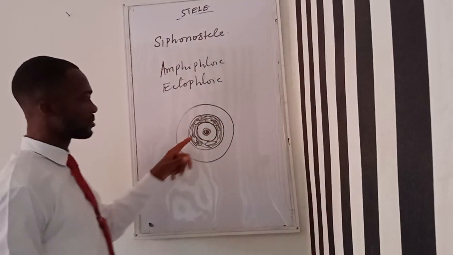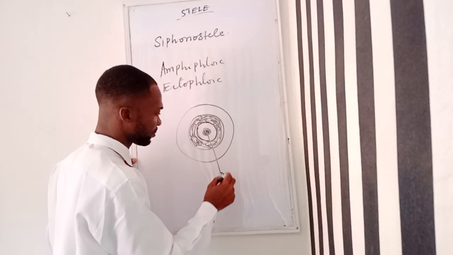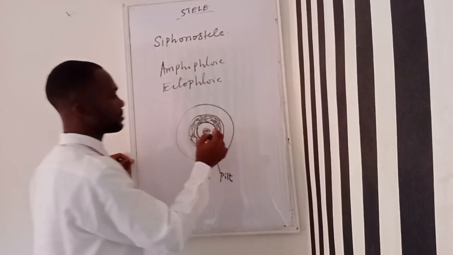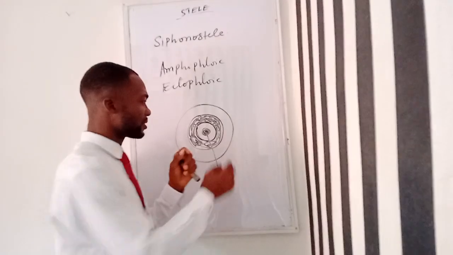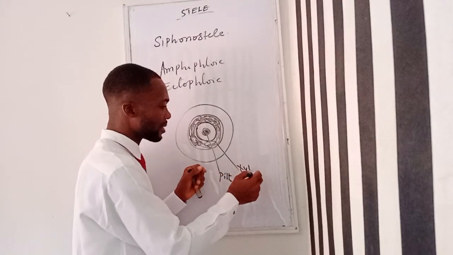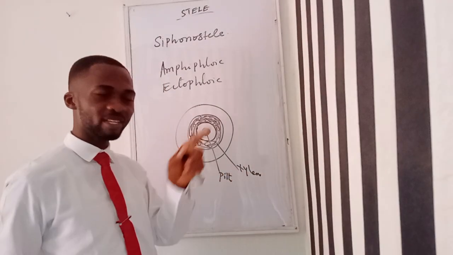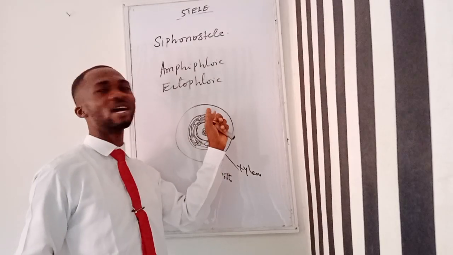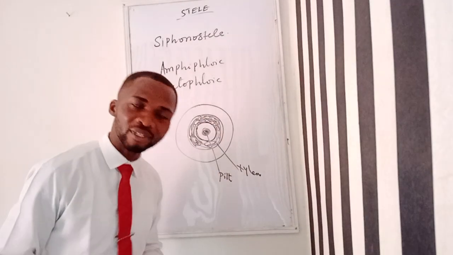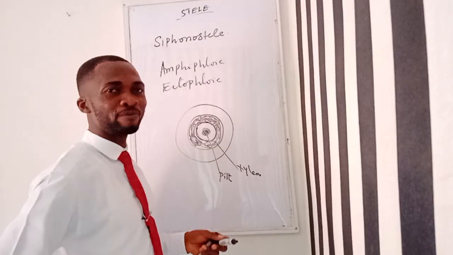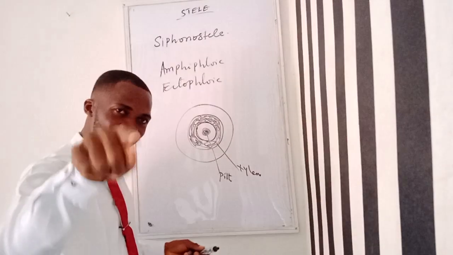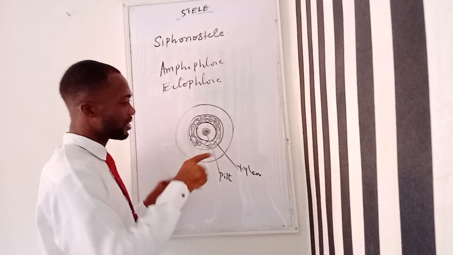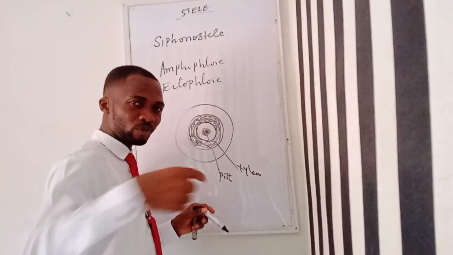So you can see what happened now. This is the pit. Then this pit is being surrounded by the xylem, which is the shaded part. But then the phloem is surrounding the xylem on the inside and on the outside. Invariably, it means that the vascular tissue that is directly surrounding the pit, in this case, is no longer the xylem but the phloem, because the phloem is surrounding the xylem on the inside.